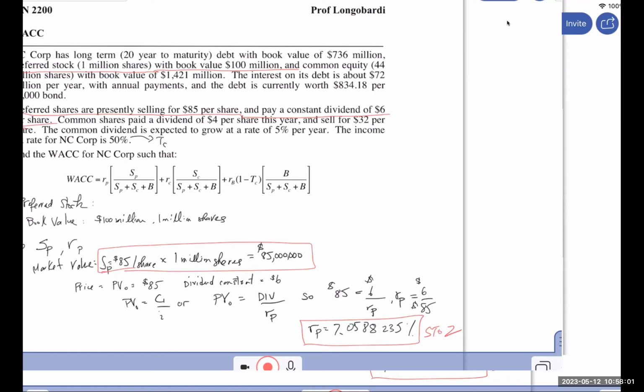You guys feeling better? Okay, so we're just using everything we learned. I'm not teaching you new things, just new applications of things you already know. So 4 over 32 plus 0.05 is RC, and we get RC.